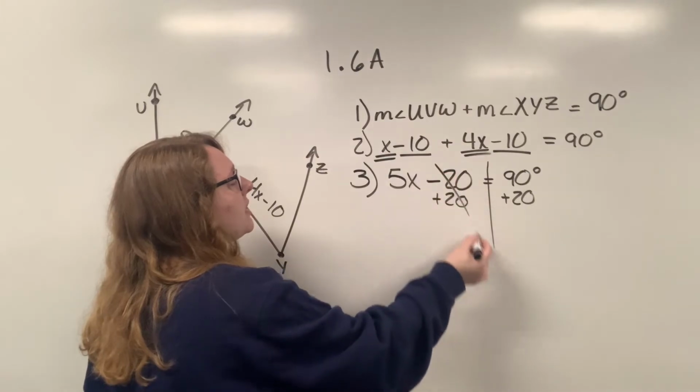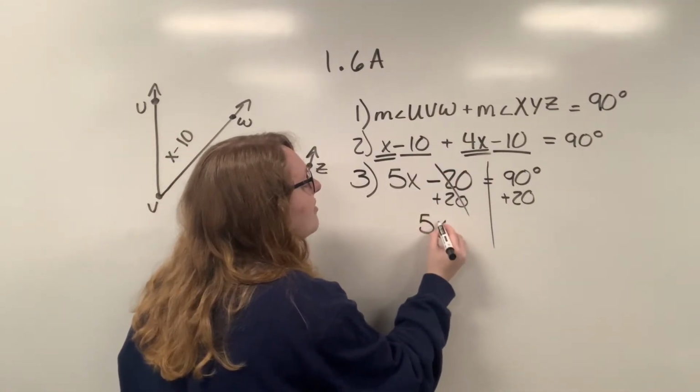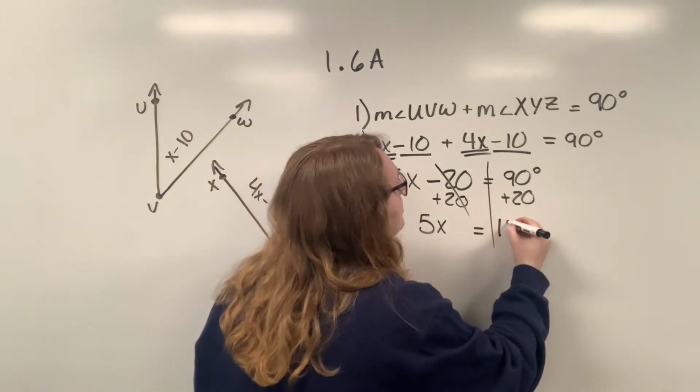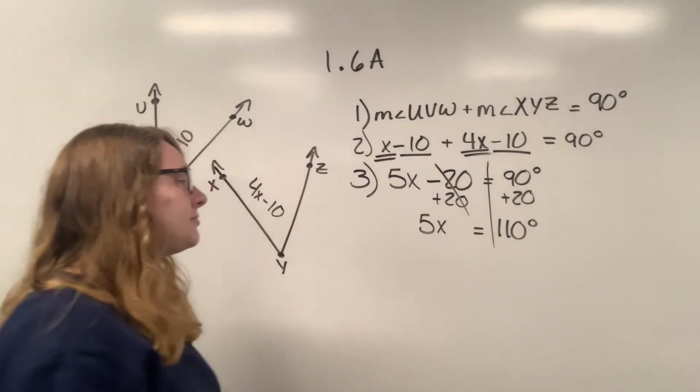Minus 20 plus 20, those cancel, and we're left with 5x on this side. And then 90 plus 20 gives us 110 degrees.